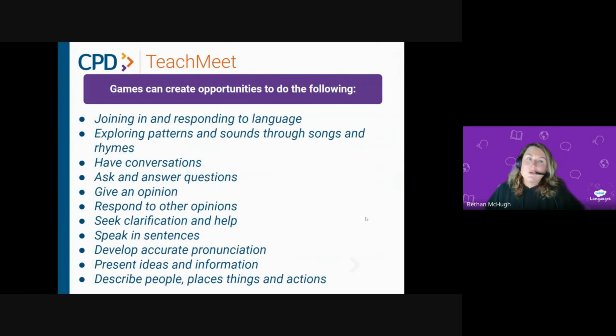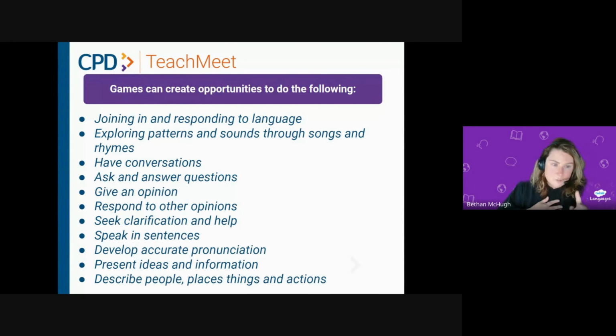So games are great because you're giving children the chance to tick off various aspects of the national curriculum throughout games. They're ways to help you make progress targets too, because they're going to join in and respond. You can look at patterns of language. They're going to have conversations, possibly ask and answer questions, give opinions, respond to other people. They can ask for help while they're doing it. We'd hope they're going to speak in sentences.